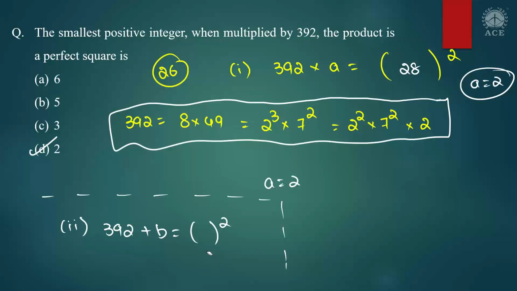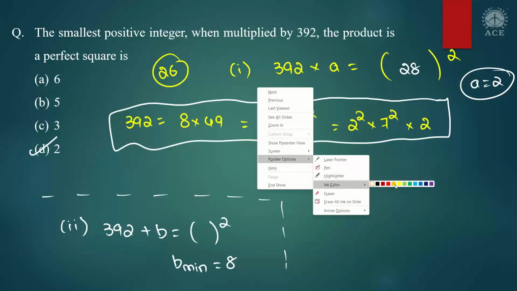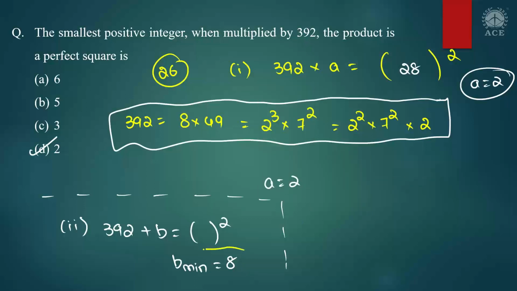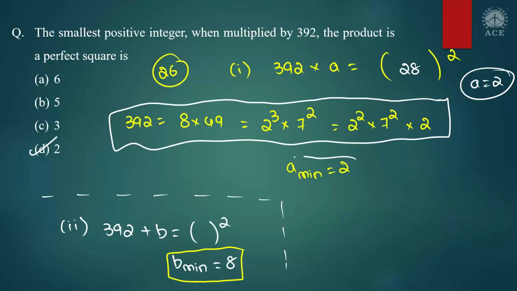So it becomes 20 square. B minimum is nothing but equal to 8, so that it is a perfect square. A minimum is 2 to make this a perfect square. B minimum 8, A minimum 2.